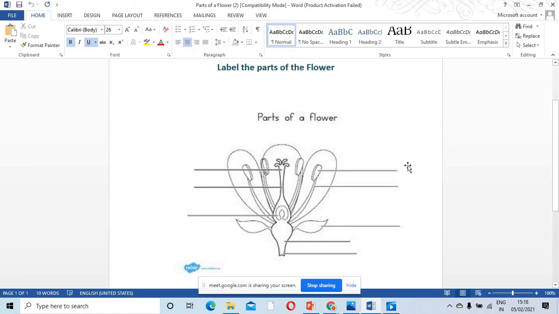So is it clear, children? I hope all of you have understood. Today we had a very interesting live session on parts of the flower and pollination. Thank you very much, children.